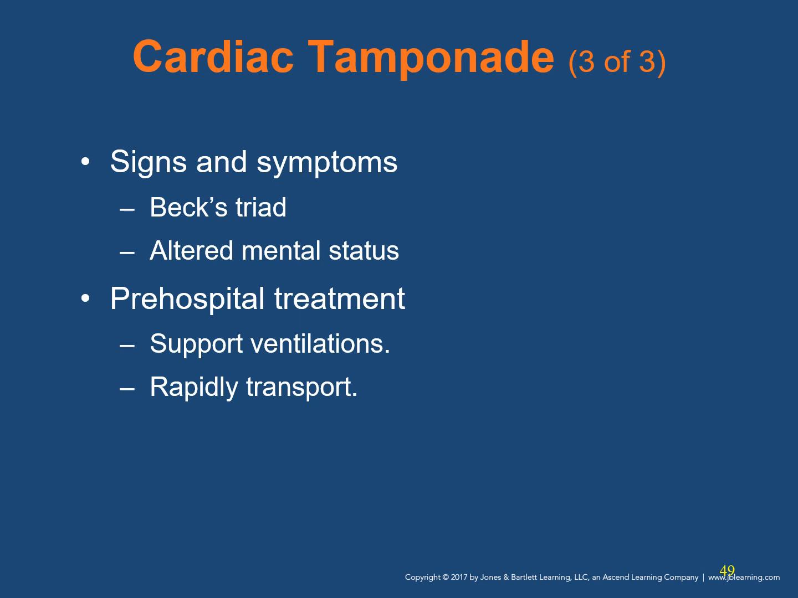Beck's triad: distended or engorged jugular veins seen on both sides of the trachea, narrowing pulse pressure, muffled heart sounds. Altered mental status due to decreased blood flow to the brain. Pre-hospital treatment: support ventilations. Provide positive pressure ventilations to any patient who is hypoventilating or apneic. Rapidly transport the patient to a facility capable of intervention.